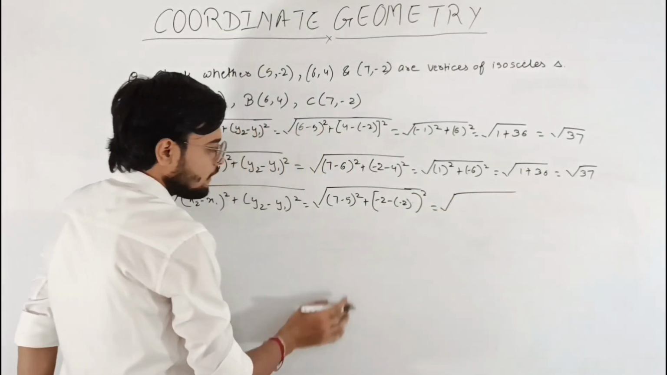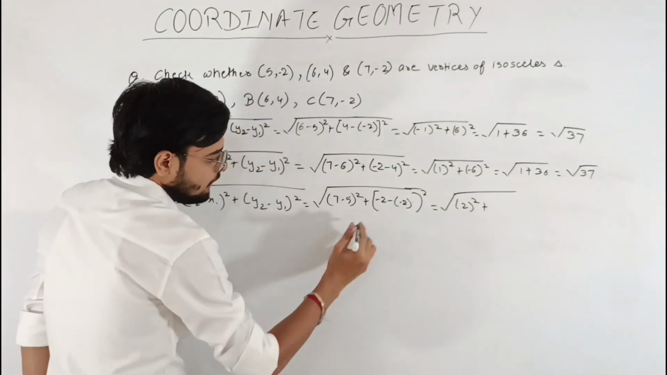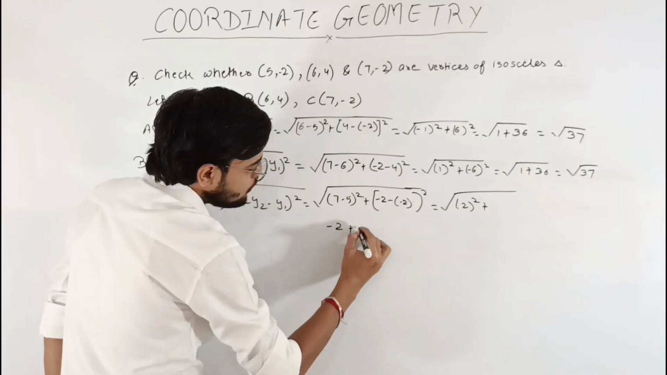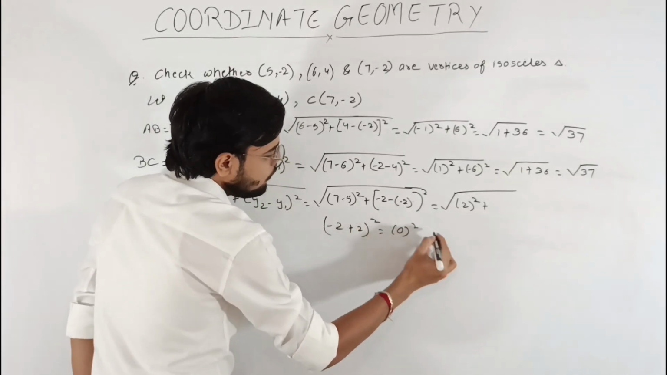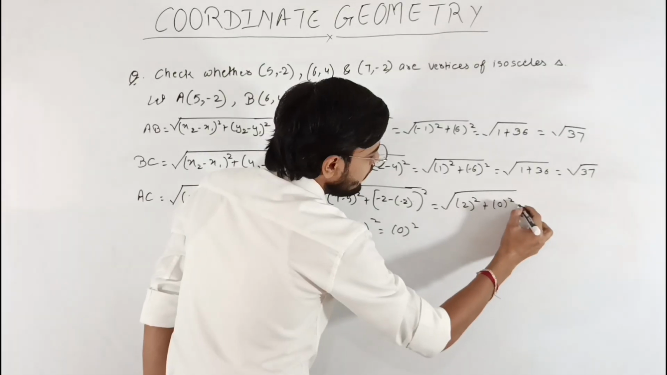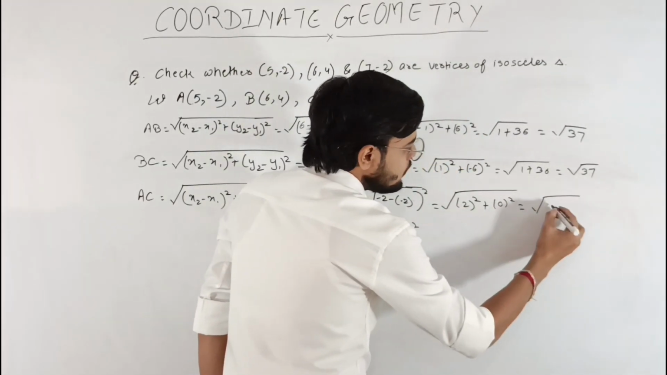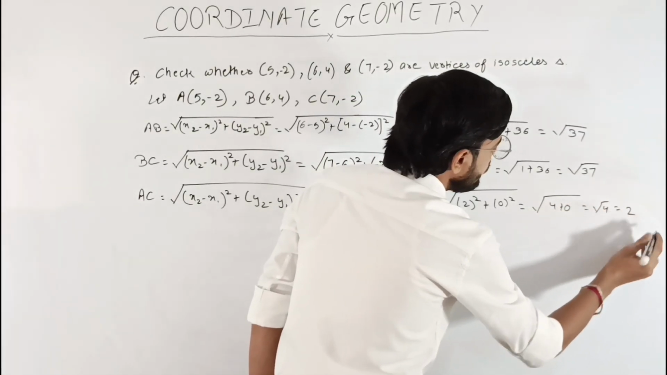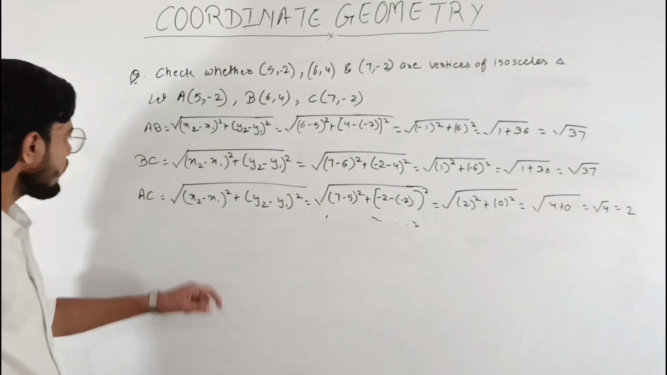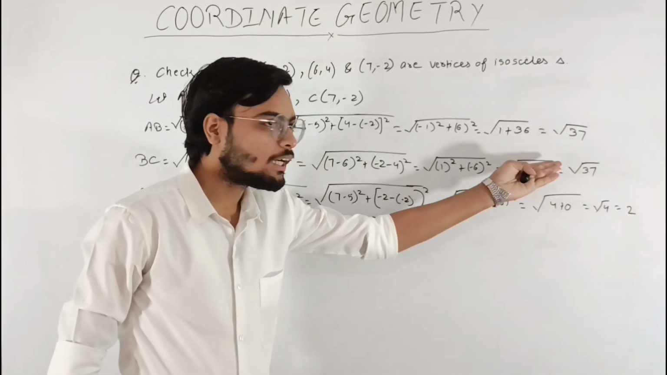Okay, now let's solve it. 7 minus 5 is 2 square, plus this is minus 2, minus minus becomes plus 2, and plus minus minus becomes 0 square. So plus 0 square, which is equal to what? Now look, the square of 2 is 4 plus 0, which is equal to root 4, which is equal to 2. Now look, AB and BC are equal. Two sides are equal, then this is an isosceles triangle.